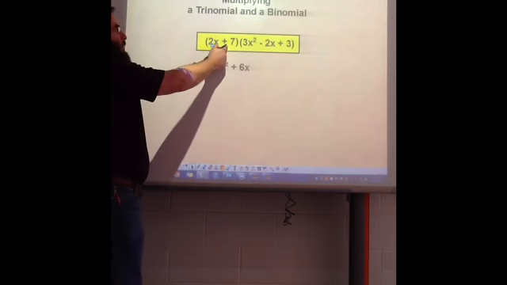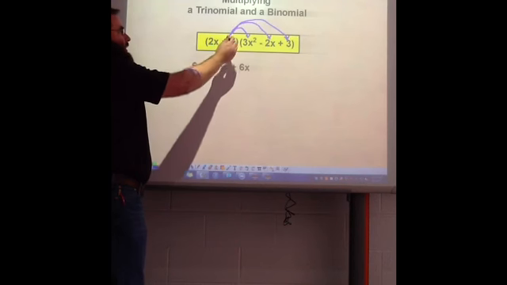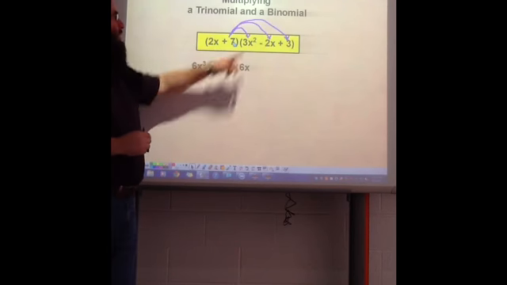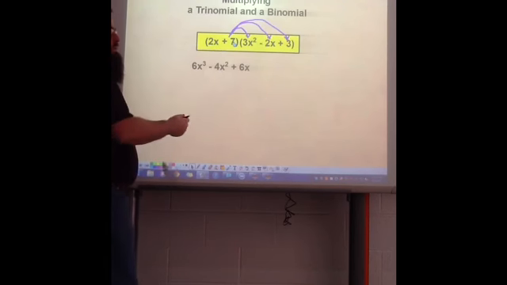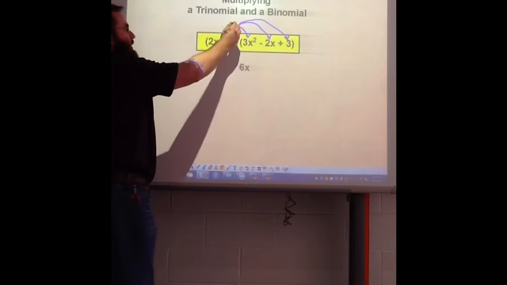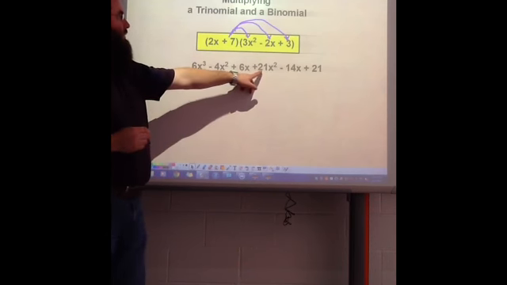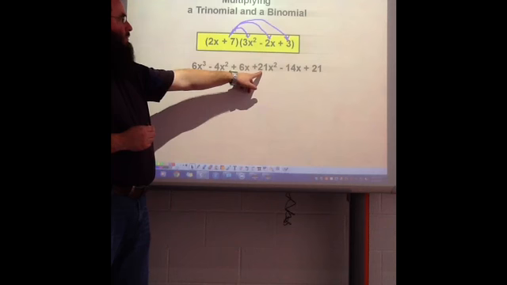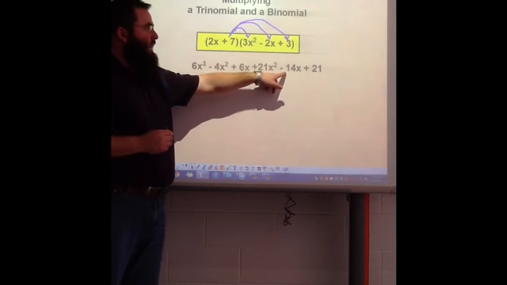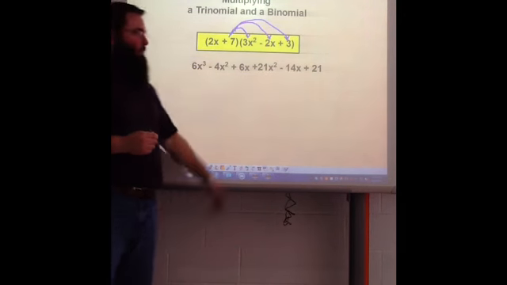But then we also have to multiply everything by positive 7. 7 times 3x squared, 7 times negative 2x, and 7 times 3. When you multiply that out, that gives you a positive 21x squared minus 14x plus 21.